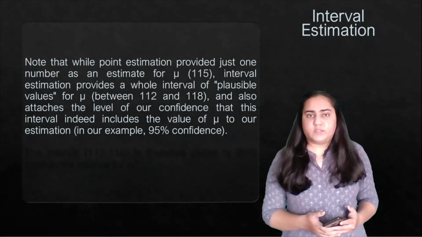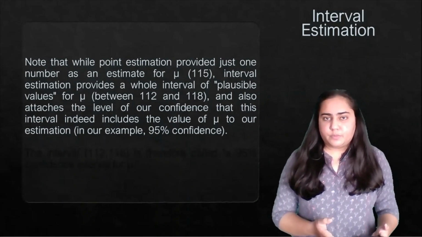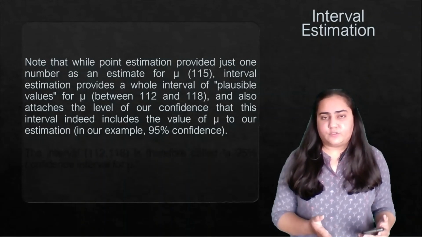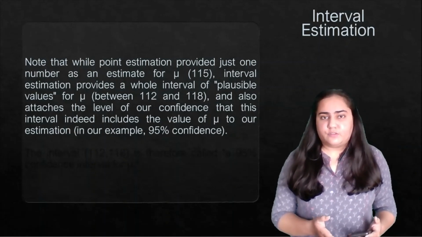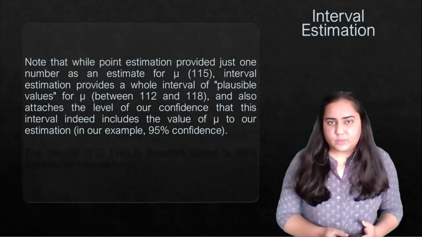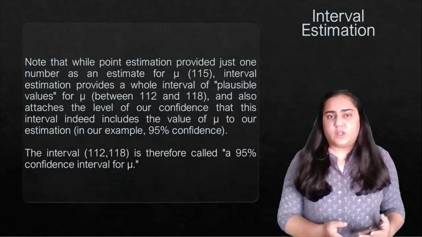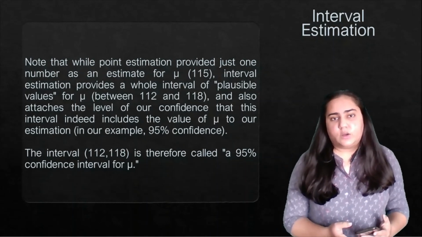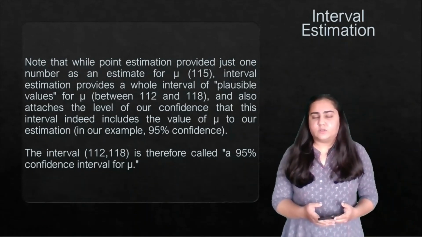Now, the thing to note here is that while point estimation provided just one number as an estimate for mu, which is 115, interval estimation provides a whole interval of plausible values for mu between 112 and 118, and also attaches the level of our confidence that this interval indeed includes the value of mu to our estimation, which in our example was 95% confidence. So the interval 112 to 118 is therefore called a 95% confidence interval for mu. And that is what interval estimation is all about.